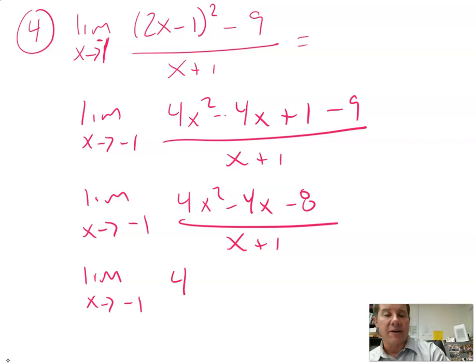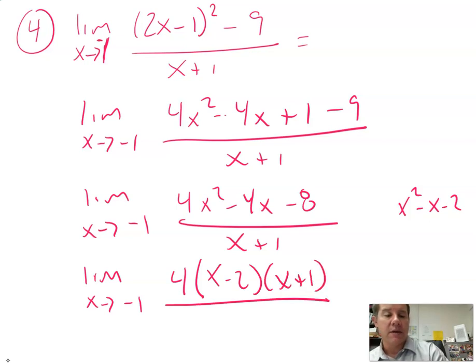All over, if I factor at the top, I can take out a 4. If I took out a 4, that'd leave me with x squared minus x minus 2, which if I factor that, that's going to give me x minus 2, x plus 1. So with a little simplifying, and then I had to factor this time, I'm able to kill this thing off again, and now I'd want to plug into what I have left over.